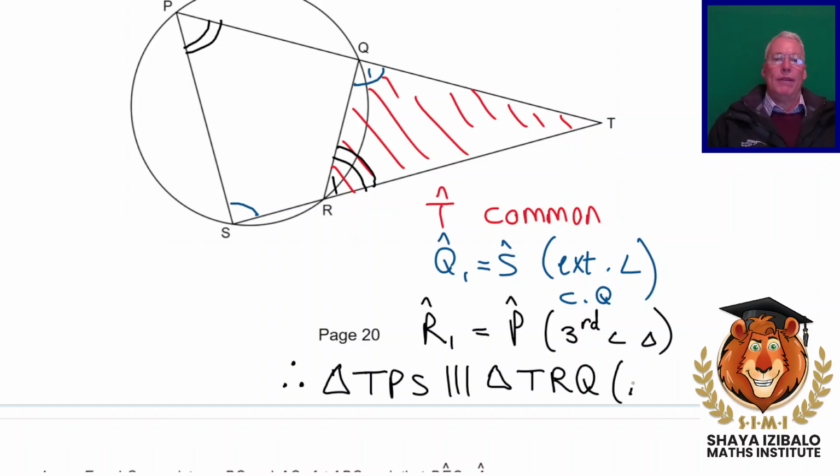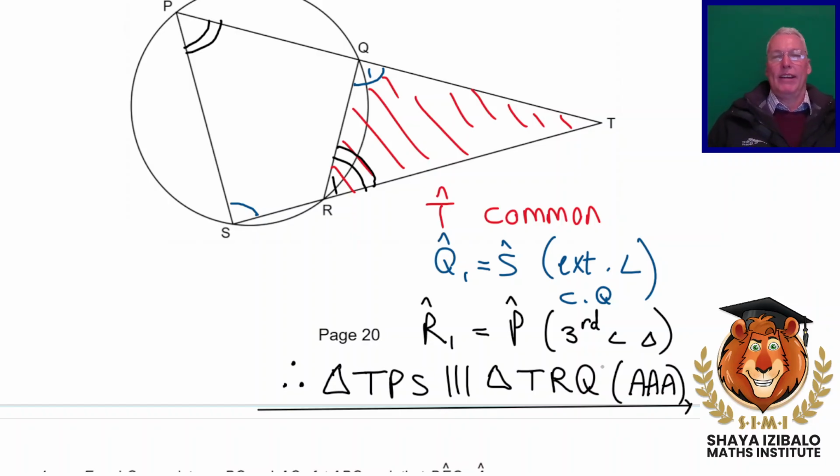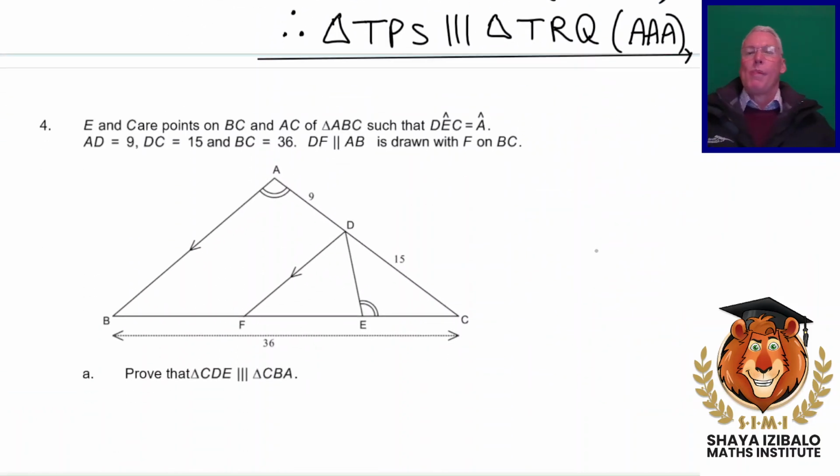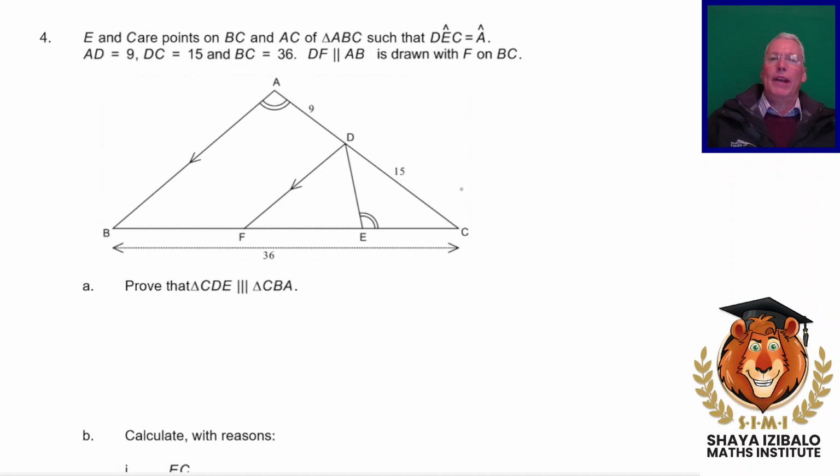This business of labeling the triangles in the correct order is really, really important because soon we're going to be taking ratios out of the triangles. In other words, we're going to be taking corresponding lengths, and if they're not in the correct order, it's not going to work. All right, let's have a look at question 4. As always, if you haven't tried this question yourself yet, pause the video and try it.